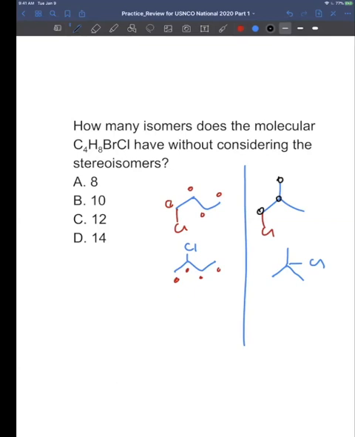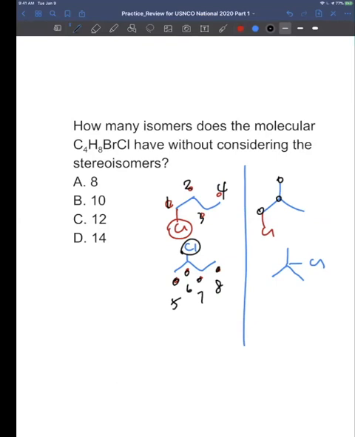So if you fix the position of the chlorine, then you can move the bromine to different places. So it's 1, 2, 3, 4. They are all different. And then you fix the chlorine on the 2nd carbon, and you can move the bromine on different carbons, and none of them will be the same as the previous 4. So you have 5, 6, 7, 8, right?